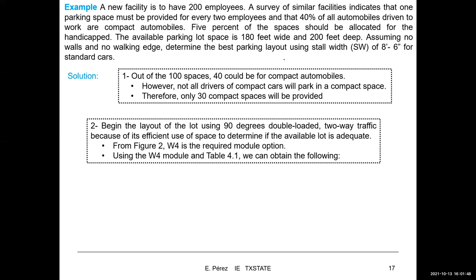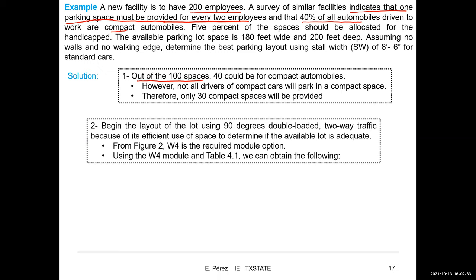Okay, so there are multiple things here that we need to capture in order to understand our design. So we have 200 employees, and the design is saying that we're going to use one space for every two employees. Right? So we're going to be designing for 100 spaces. Then 40% of all cars are compact. So 40 could be for compact cars.